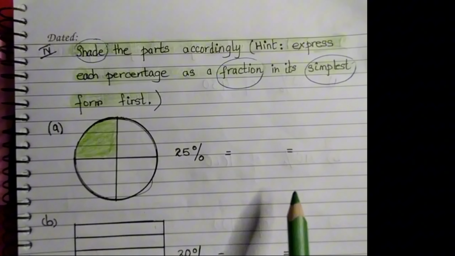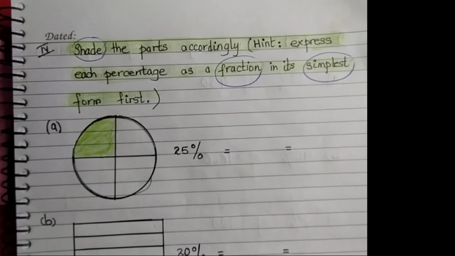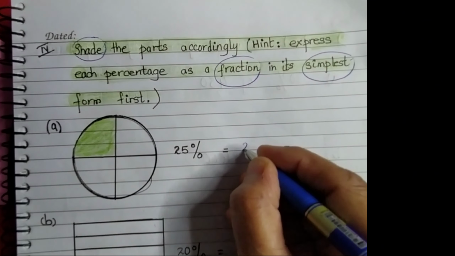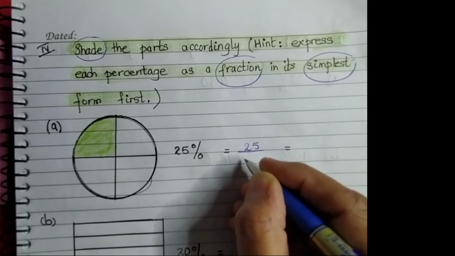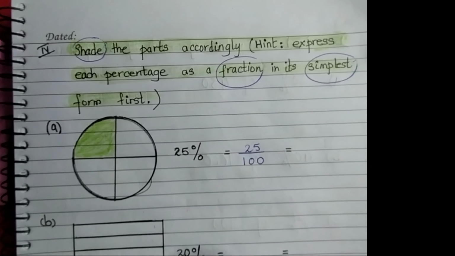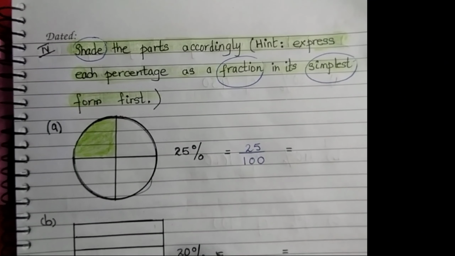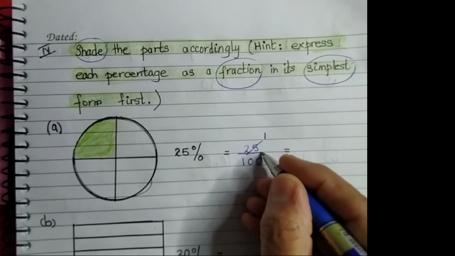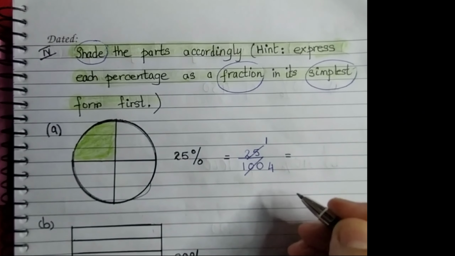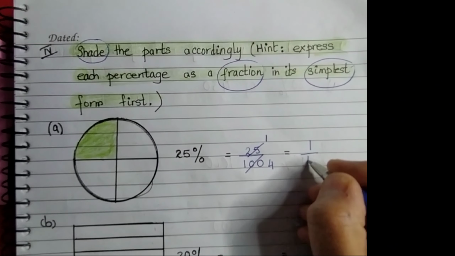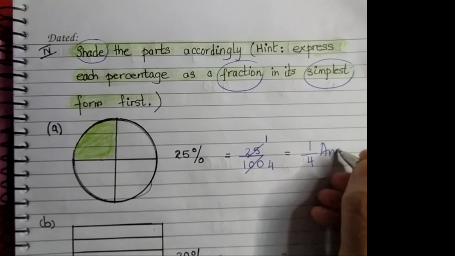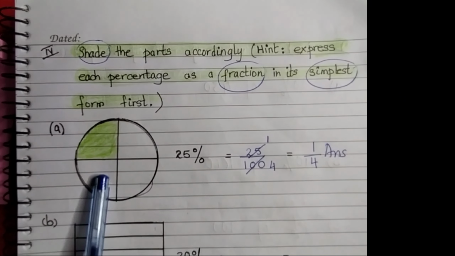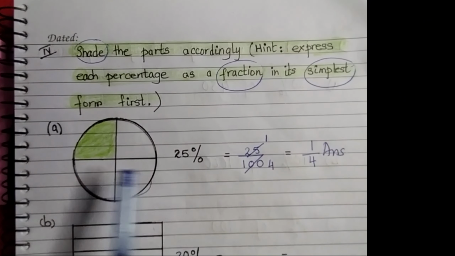Now let's do the fraction. Let's find out the fraction here. How do you find out the fraction? 25% means 25 upon 100. Let's reduce it to the simplest form. 25 times 1 is 25, and 25 times 4 is 100. So the answer is 1 upon 4. So haven't we got a quarter here? 25% is this, which is here, and a quarter is shaded.